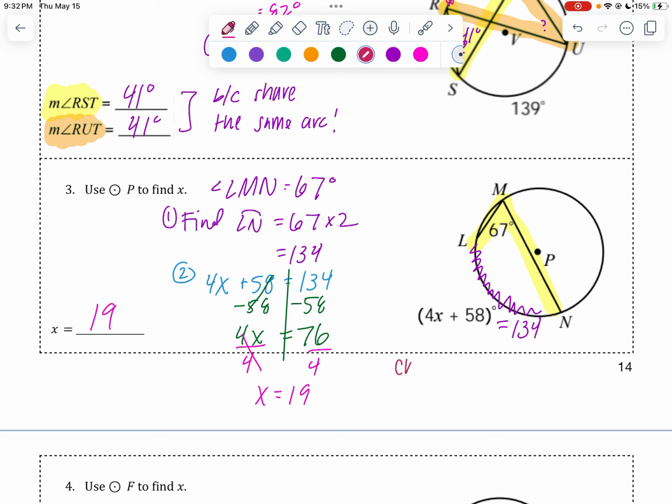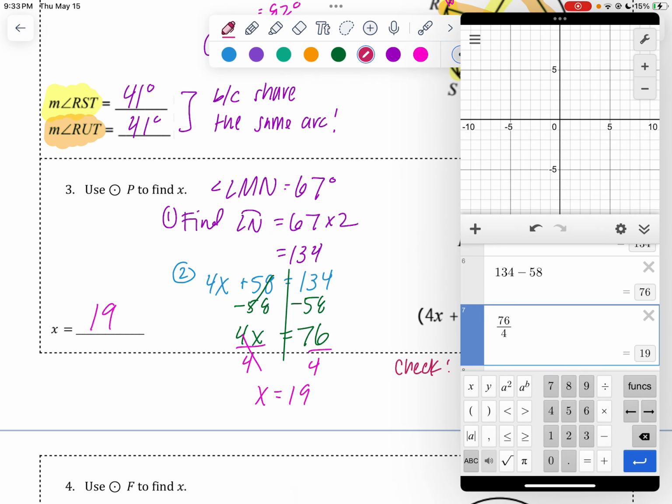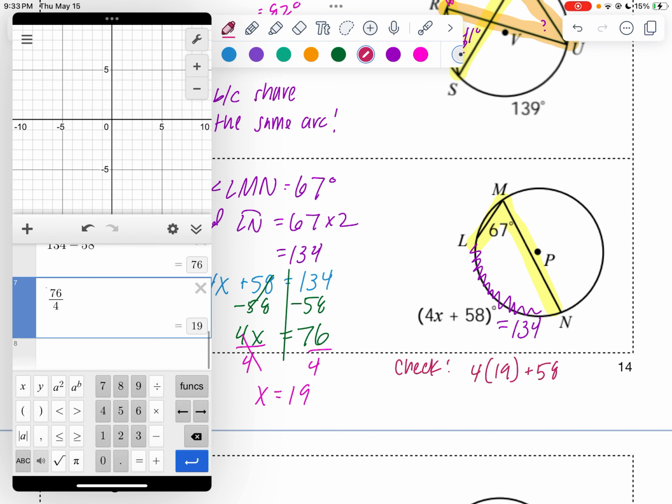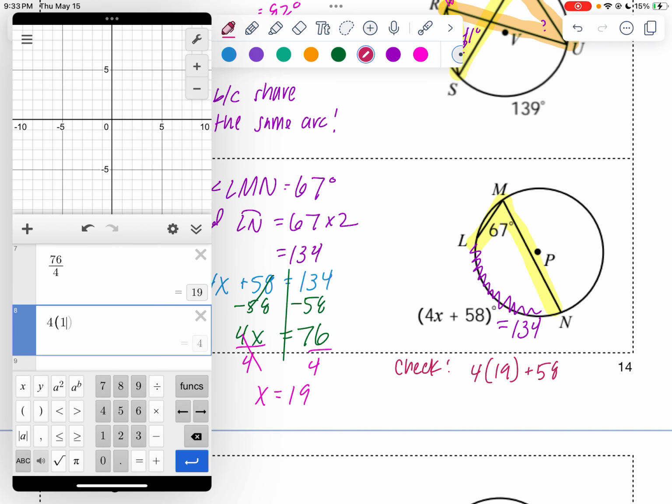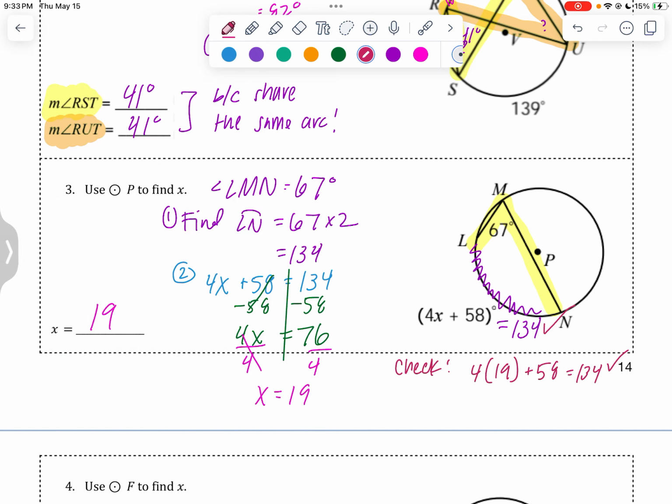We can also check our answer though. If I think my math is a little bit dicey, right, I can check it. I can plug in 19 for x, add the 58, and plug this into my calculator. So I can plug in 4 times 19 plus the 58. That gives me 134, which is what we found to be the arc measurement. So all is well.